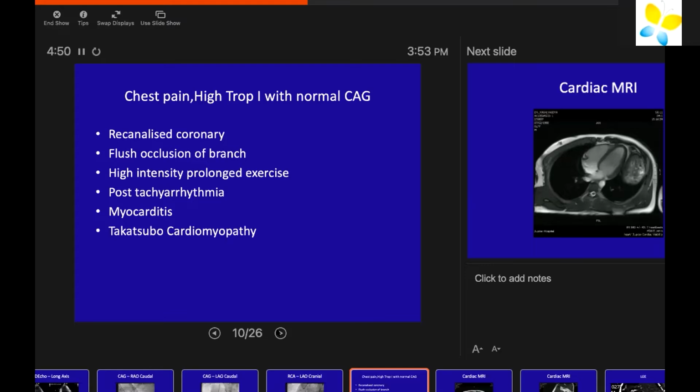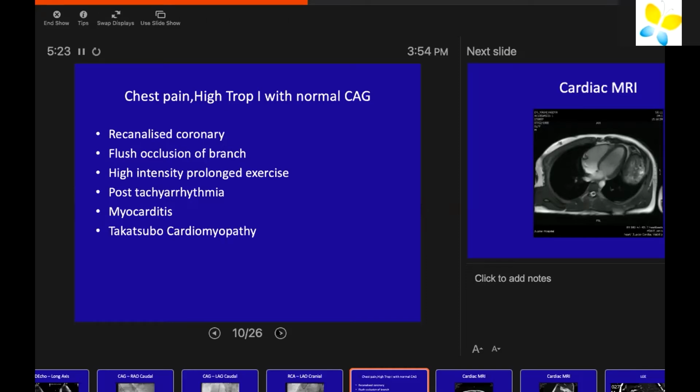That is not there. There could have been a flush occlusion of a branch, which was not clearly visible, but the angiogram was studied very well. Third was that if you had a high intensity prolonged exercise, that can explain the elevated troponin in the presence of a normal angiogram. If he had a tachycardia outside, which reverted, and hence there is a positive troponin, then myocarditis and Takotsubo's cardiomyopathy. So Takotsubo's cardiomyopathy is also called stress cardiomyopathy.